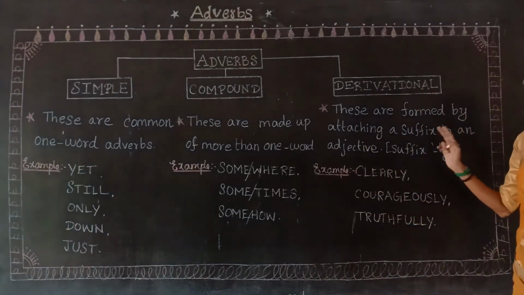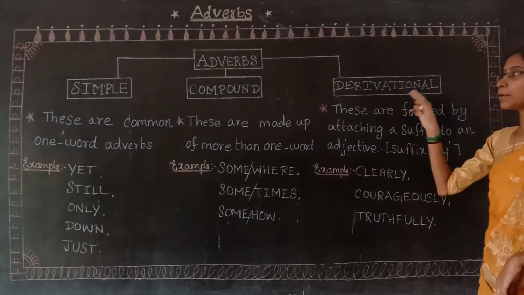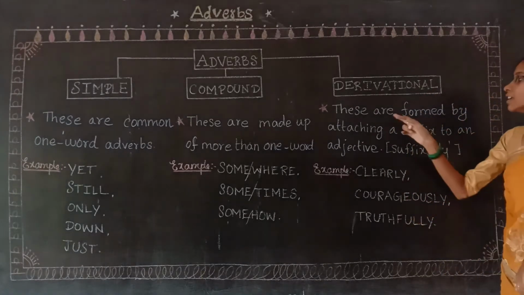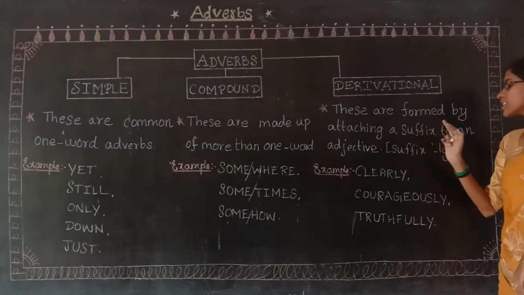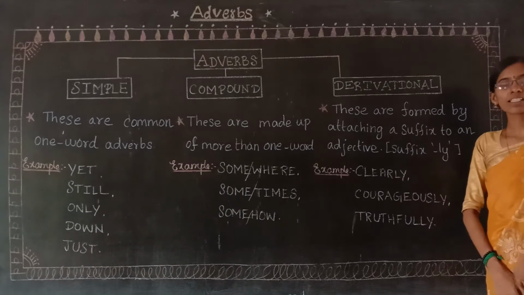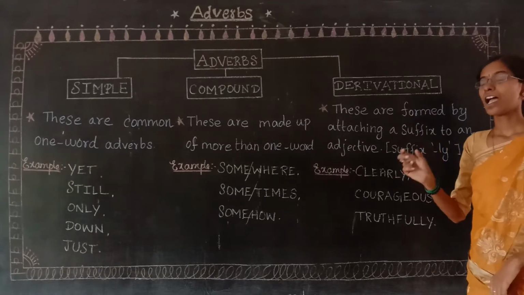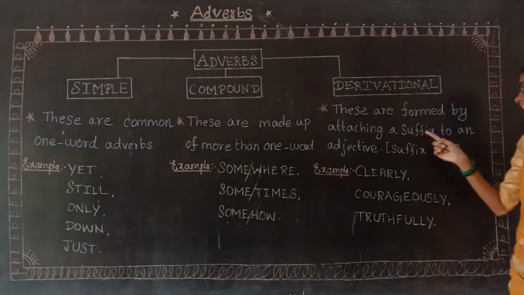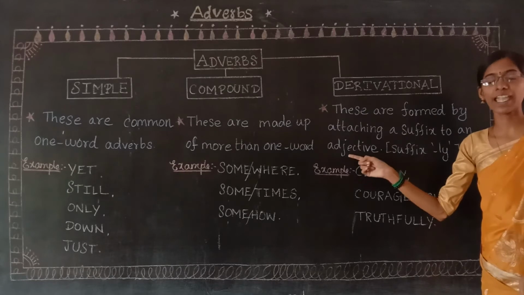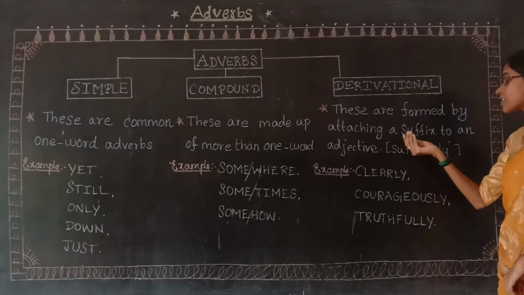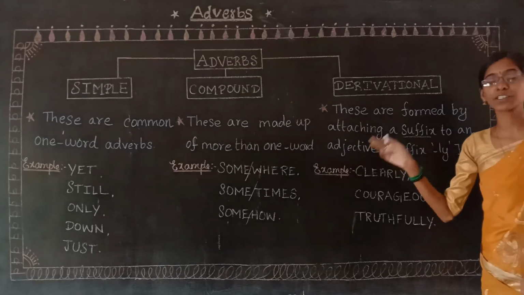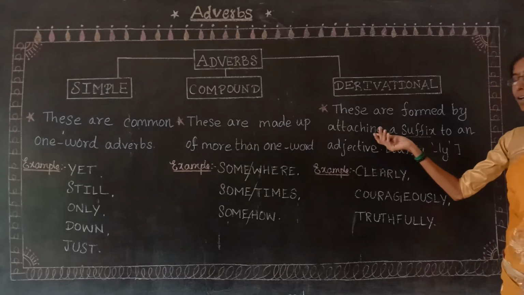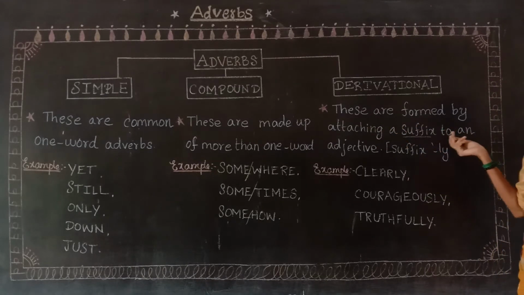Now coming to the third type. What is the third type? It is derivational adverbs. How will you define a derivational adverb? It is very simple. These are formed by attaching a suffix to an adjective. A suffix is nothing but adding letters after the word. See here, these are formed by attaching a suffix to an adjective. Here we are adding the suffix to what? To an adjective, not to a verb or a noun or anything. Here we are only attaching the suffix to an adjective word.